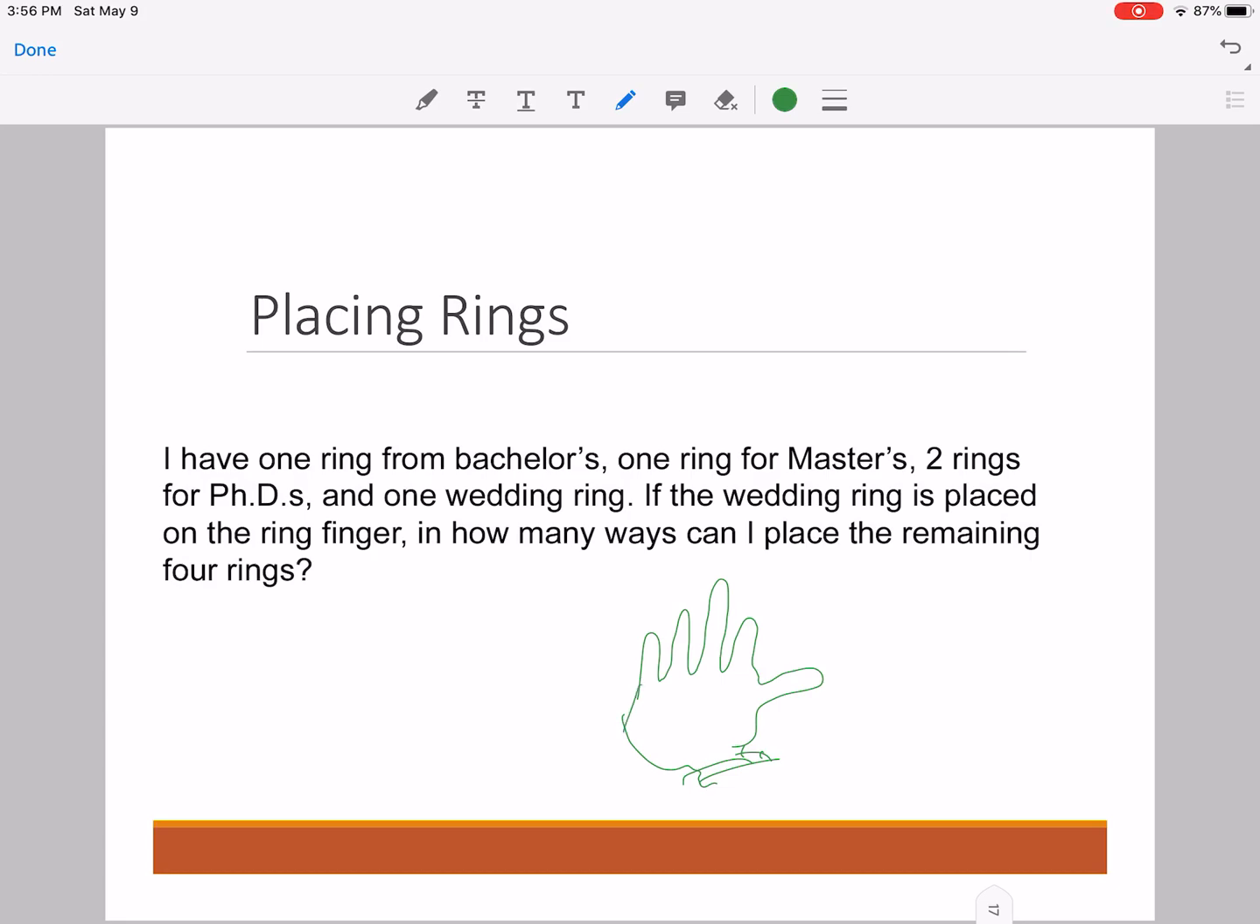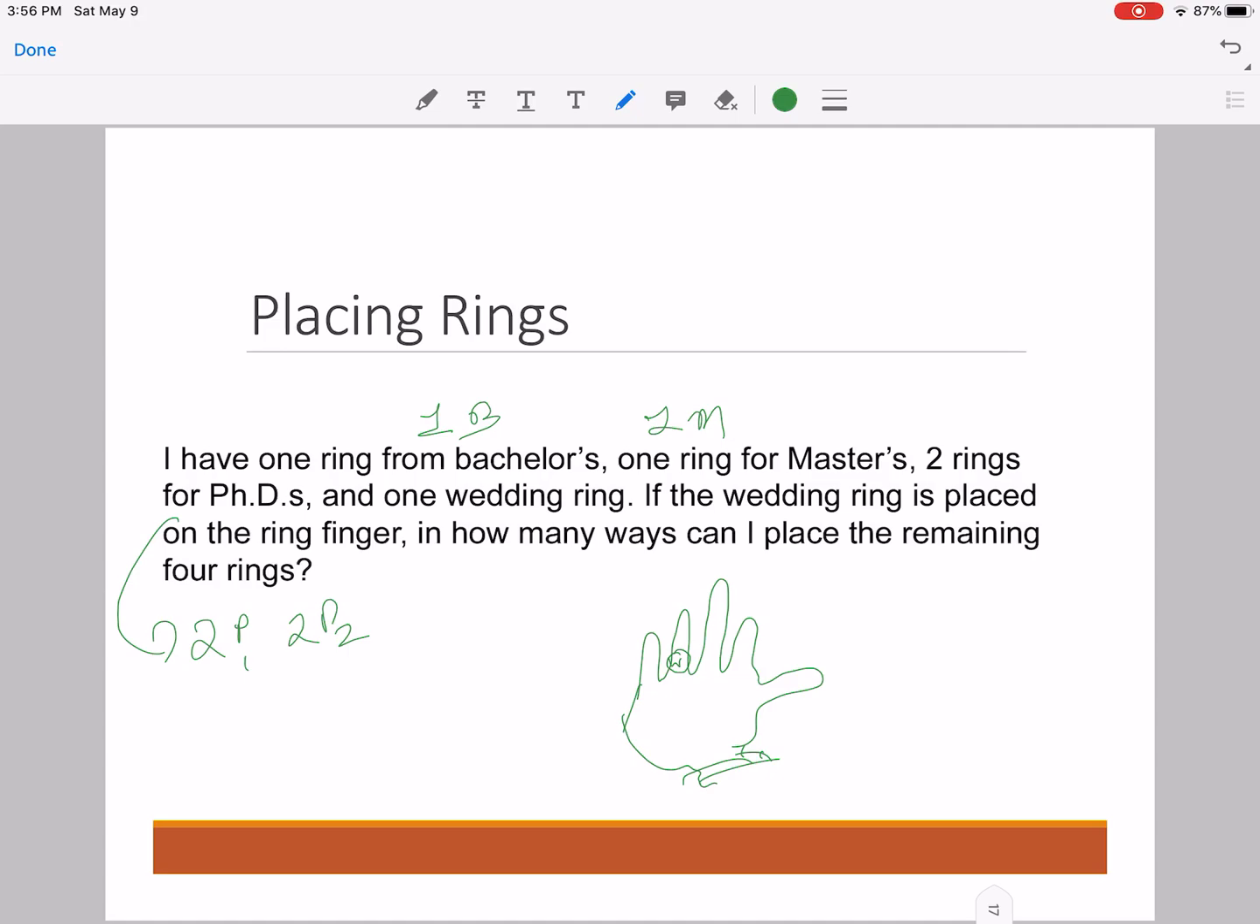My wedding ring is placed right here. Now, let's say that I have one ring from bachelor's. I have two different rings from master's. And I have one ring from my bachelor's, one ring from my master's, and two different rings for PhD. So let's say two P1 and two P2. In how many ways can I place these four rings on the remaining four fingers?